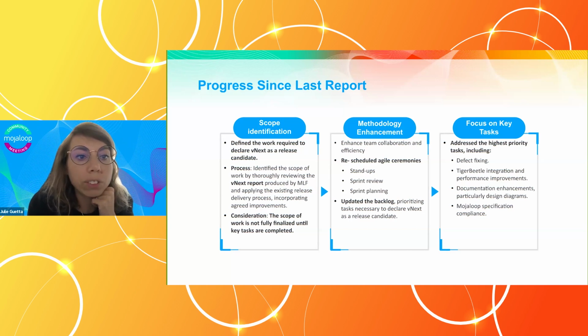And how we've done that actually, so we used the vNext report that was produced and published by the Mojaloop Foundation. That was one source of information to basically have a clear list of tasks that needs to be completed so that we'll be in the position to declare vNext as the next release candidate.